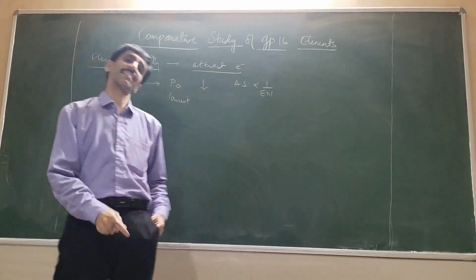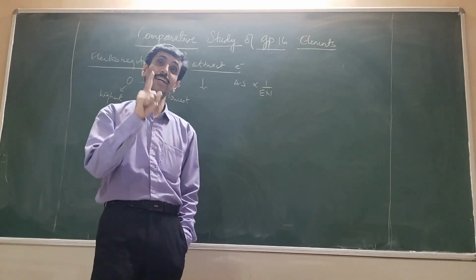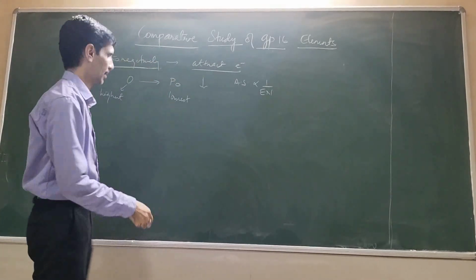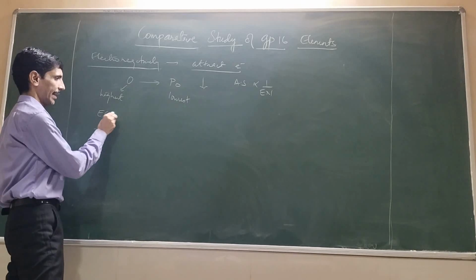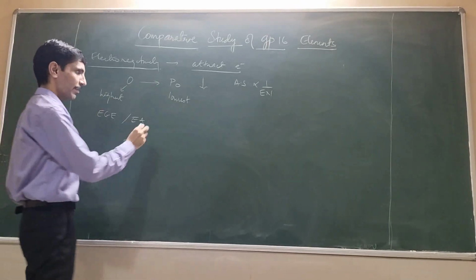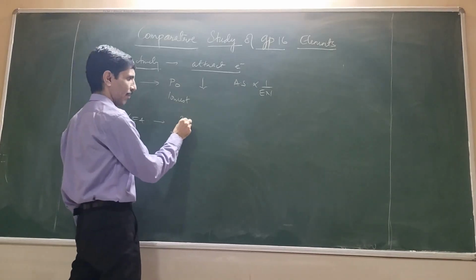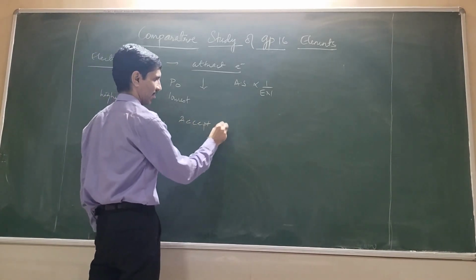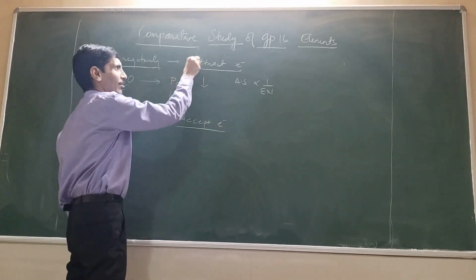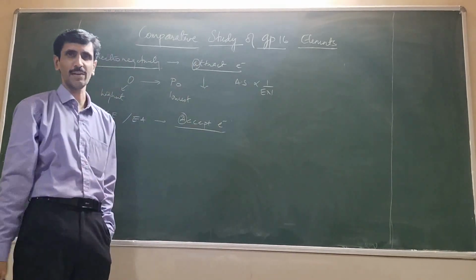I've already explained to you what that particular one is. Electron gain enthalpy. It's also called electron affinity. Okay? Electron gain enthalpy, or I call it electron affinity. Now, what is the difference between them? It is the tendency of an element to accept electrons. Okay? Both of them start with A, but there is a difference.